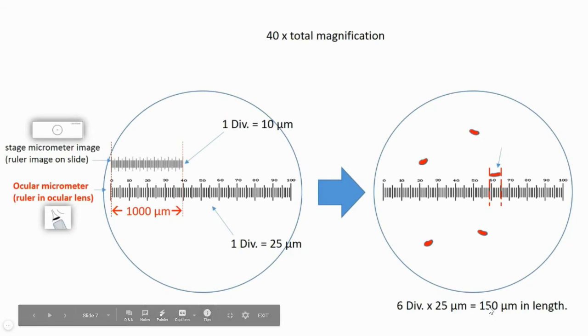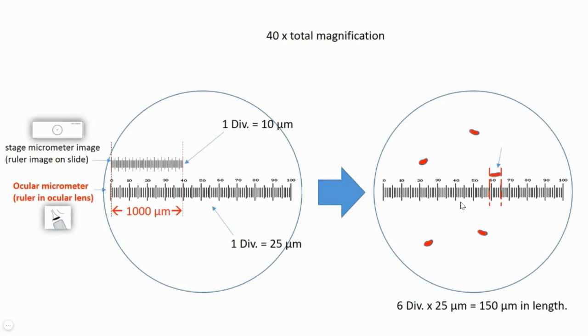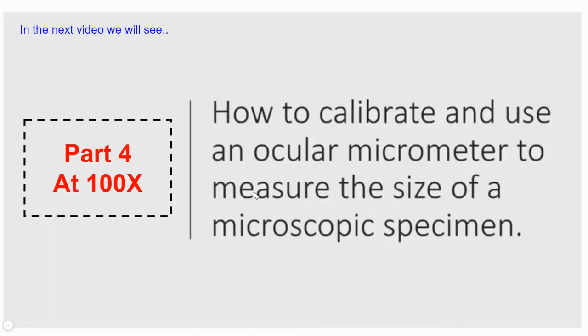So basically we found out the length of an unknown scale and we used that scale to measure the size of our specimen. Why did we do that? Because when we keep the specimen on the stage, we can't keep the stage micrometer. We know the value of each division of the stage micrometer, but we cannot keep both the stage micrometer and the specimen together. So we need to calibrate our eyepiece graticule. In the next video, you are going to see how we will calibrate our eyepiece graticule, same method, but now at 100 times magnification.